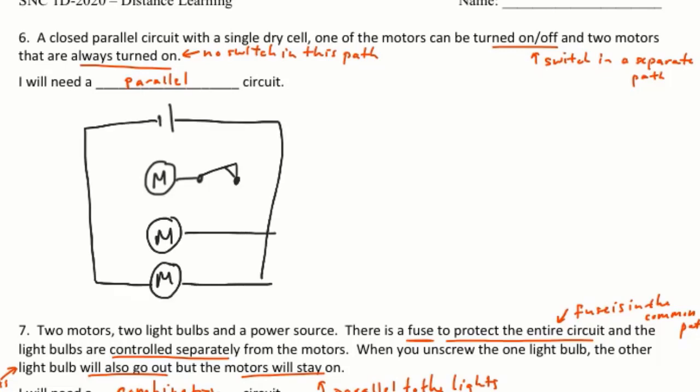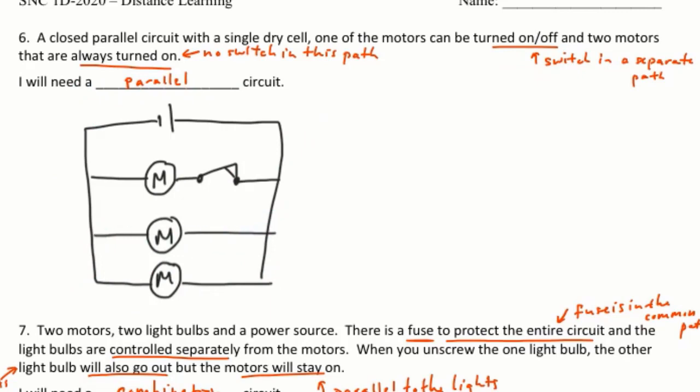This is where a ruler comes in handy, but I don't have one. Okay, so that's one interpretation of it. You can see that we've got one motor that turns on and off, another motor that turns on and off, and then two motors that are always turned on. There's no switch in these unique pathways here, so it's always on.